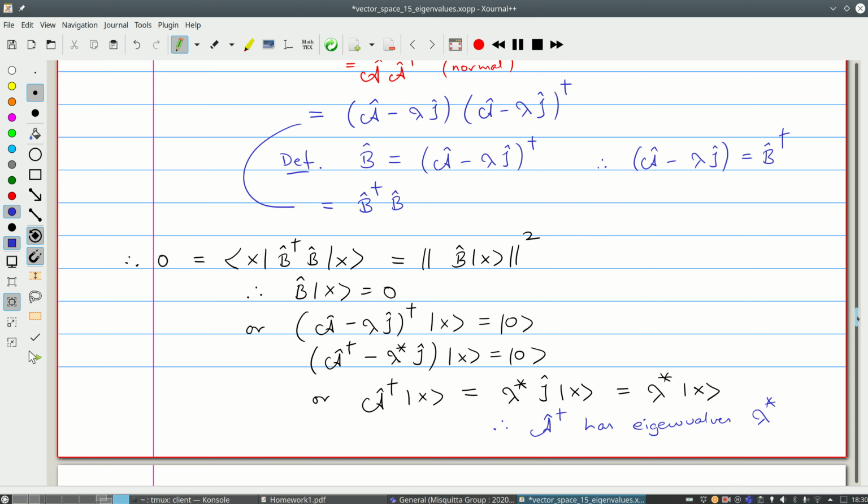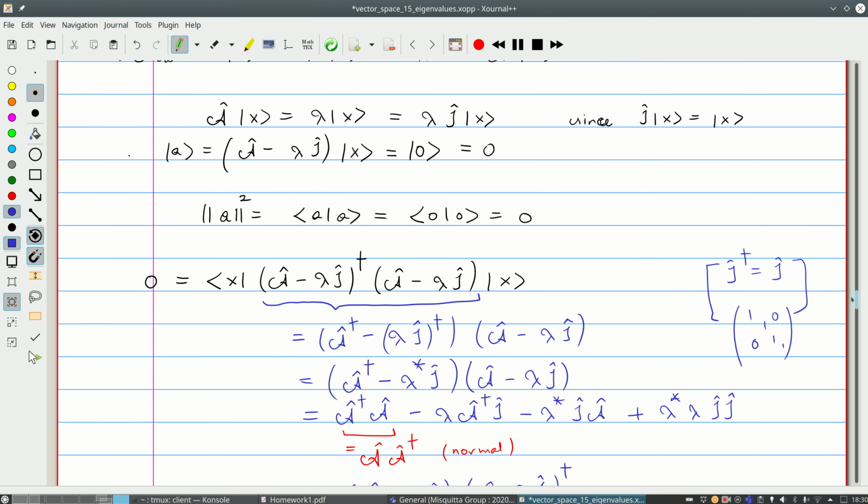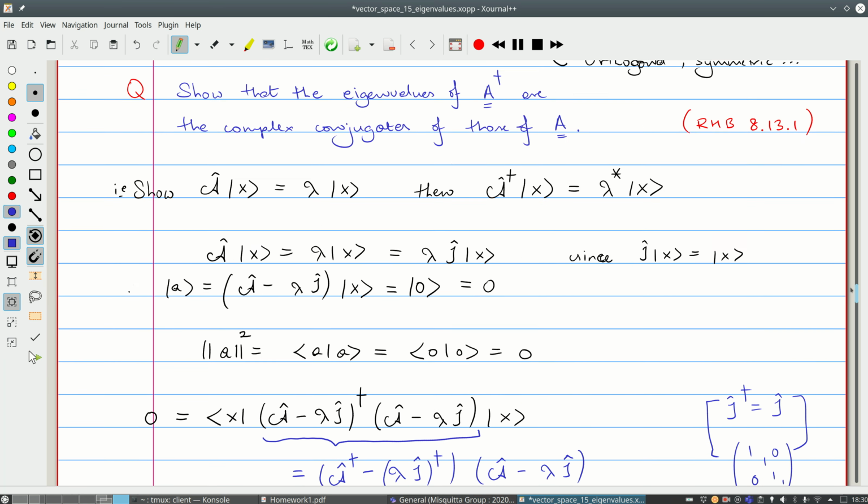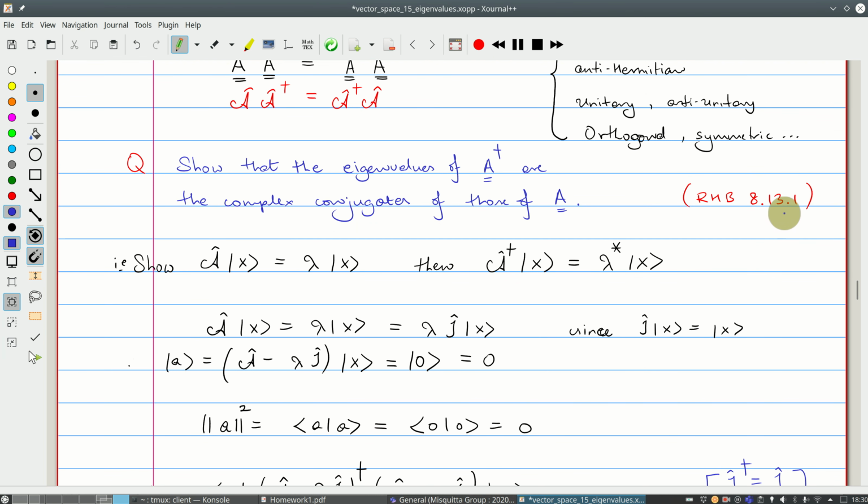Now, if this looks a little complicated because we're using the Dirac form, what I'd like you to do is go to Riley, Hobson and Bence 8.13.1 and have a look at how they do exactly the same proof but using matrices and vectors only. Okay, and see if you can match up their steps with the ones I have shown you here. It would be a very good exercise.